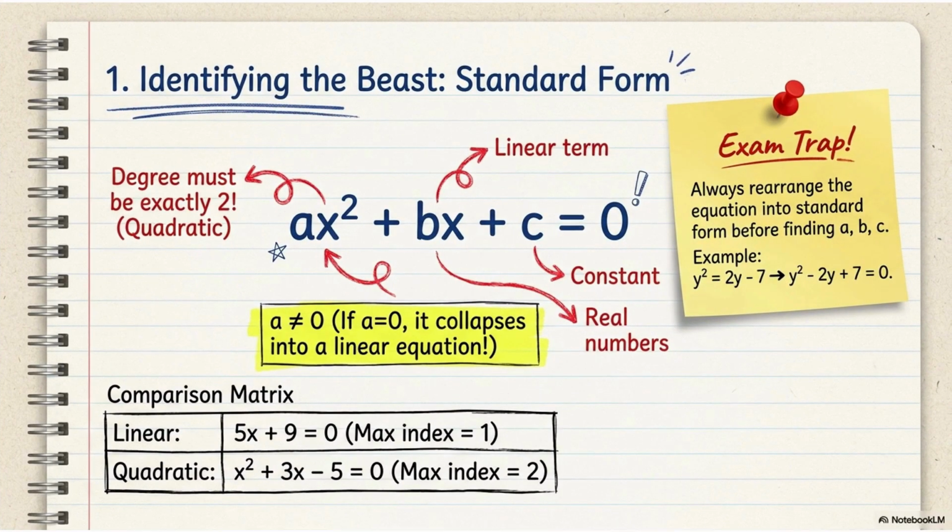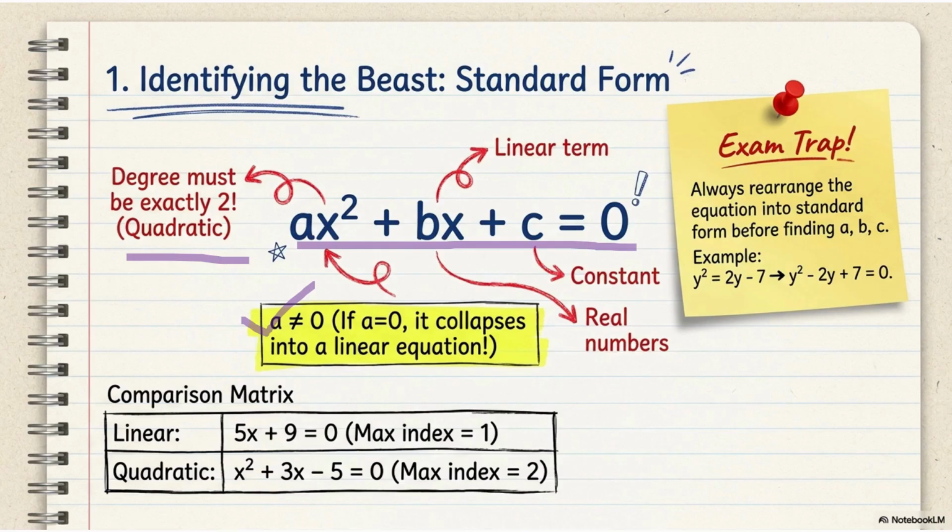Two. Identifying the beast, standard form. ax squared plus bx plus c is equal to 0. Degree must be exactly 2. Quadratic, ax squared. Linear term, bx. Constant, c. Real numbers a, b, c. a is not equal to 0. If a is equal to 0, it collapses into a linear equation.